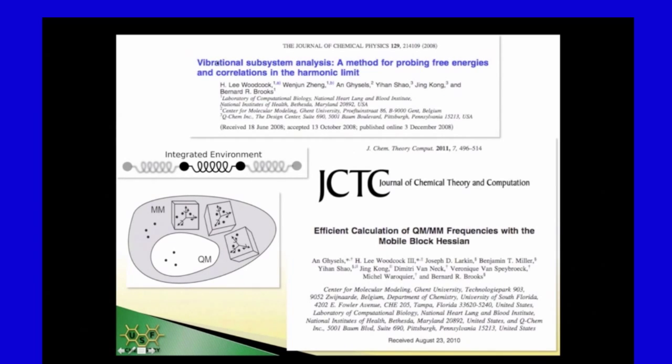And then the work that I've done with Yihan has been related to QMMM. The most recent work with Yihan has been related to these QMMM frequency calculations, back in 2008 and 2011, where we were trying to come up with efficient and accurate ways to get QMMM free energies through normal mode analysis. And this is just getting better and better.